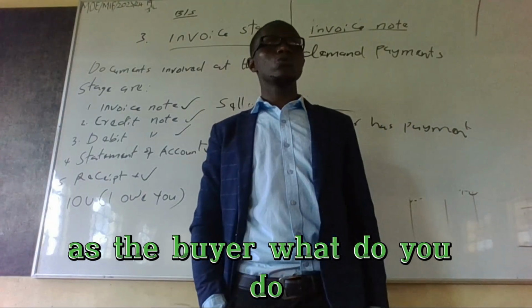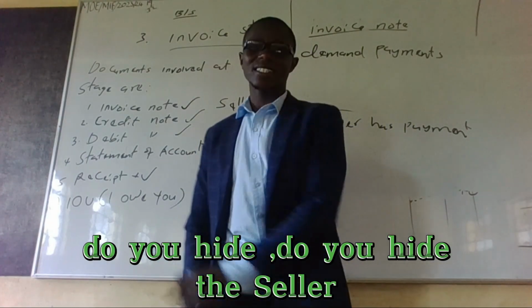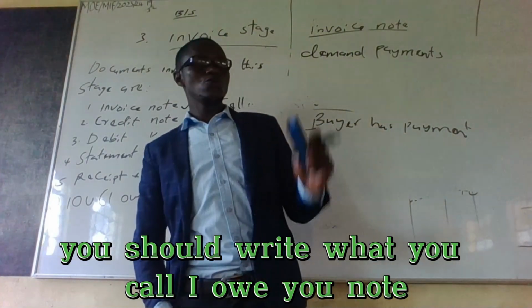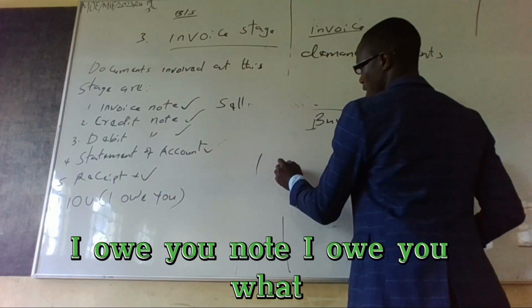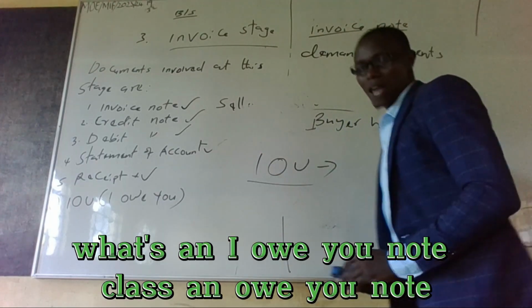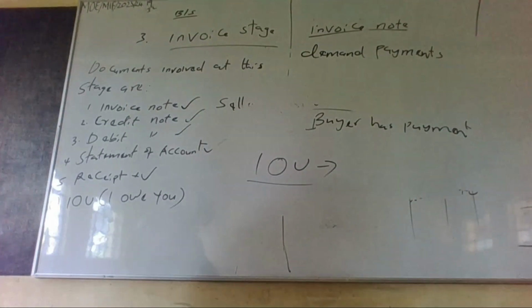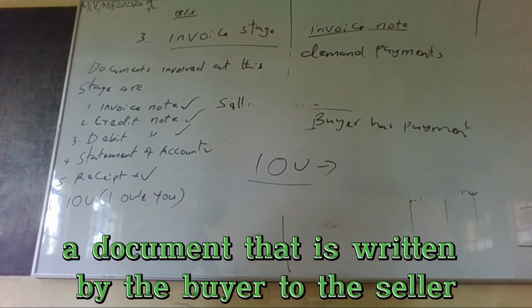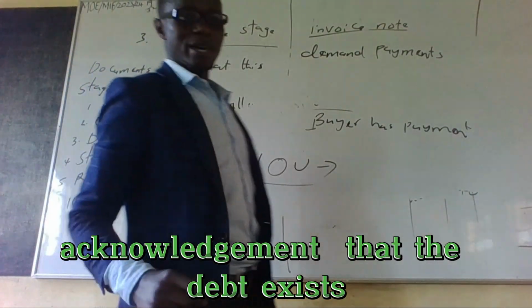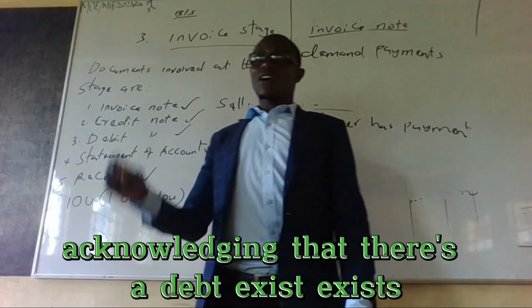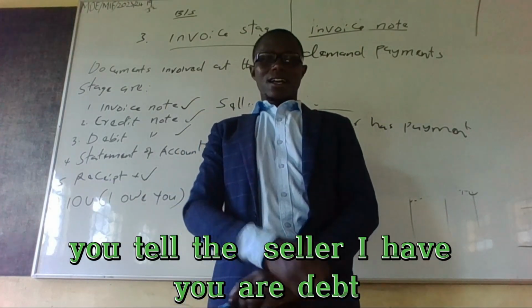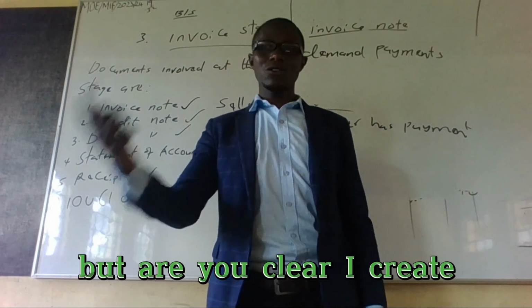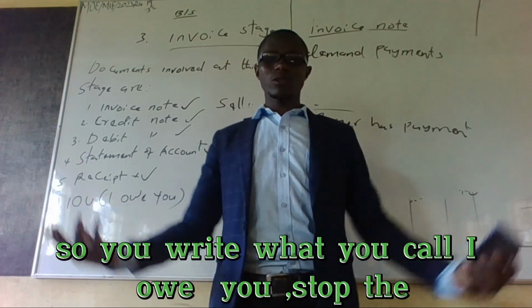So as the buyer, what do you do? Do you hide? You should write what we call an I owe you note. What's an I owe you note, class? An I owe you note is a document that is written by the buyer to the seller, acknowledging that the debt exists. So as the buyer, you tell the seller, I have your debt, but I will clear it. So you write what we call an I owe you note.